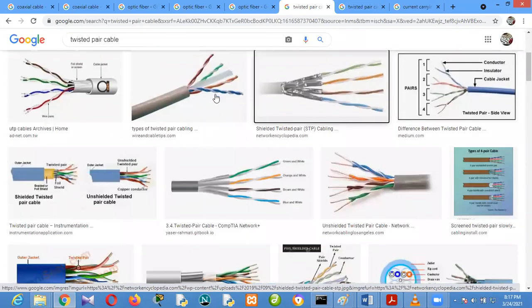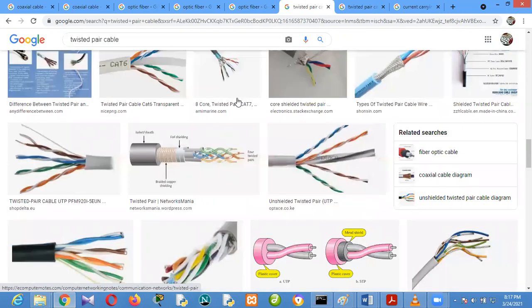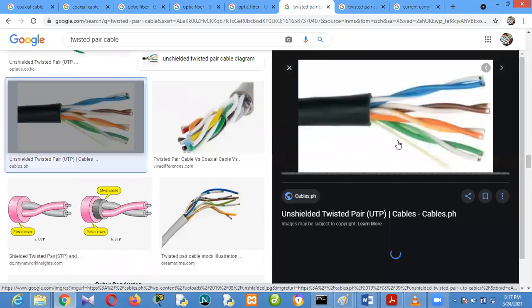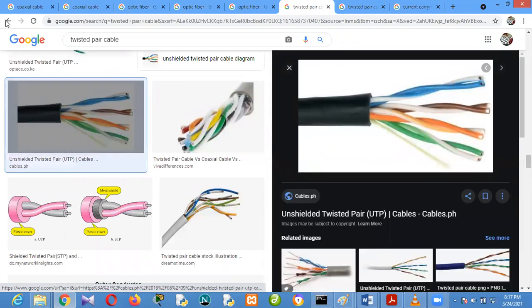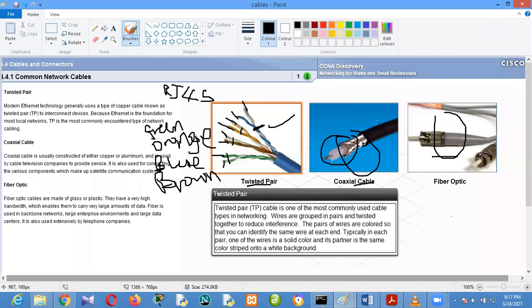Let me check if I can get a clearer one. See the way it looks like in real life. See the brown, green, orange, and blue. Okay, it's clearer here. I think this one is better. So now we have a terminator for it. We'll call it RJ45. Now we also have this RJ45.